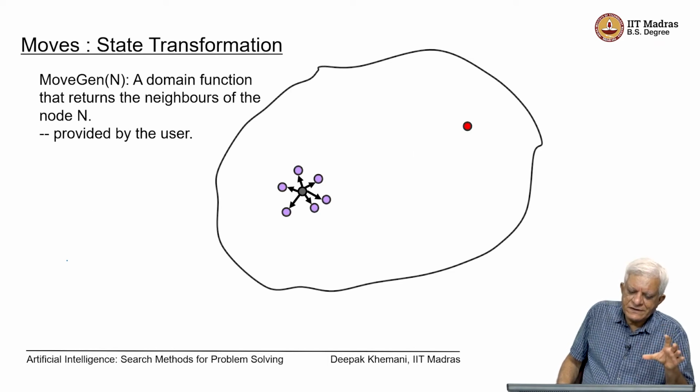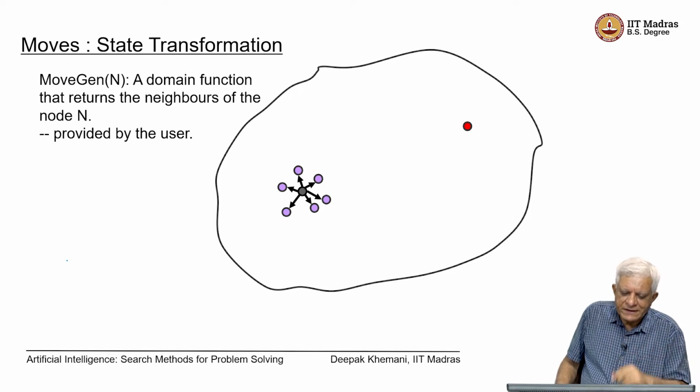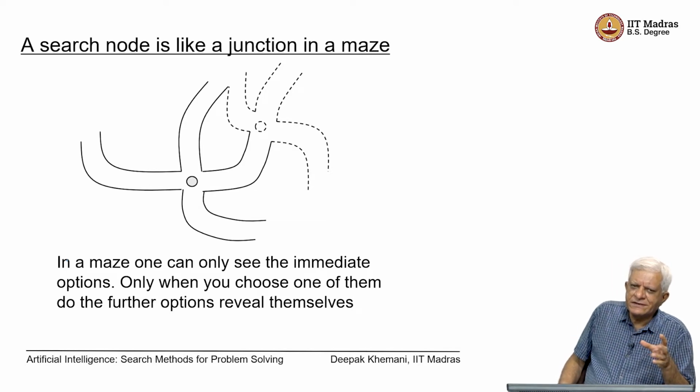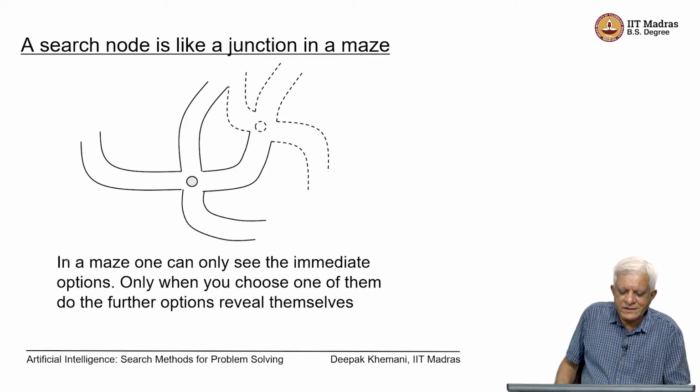We have seen that the move gen function is a domain function that returns the neighbors of any given node n. So, you give a node as an input and it returns to you the neighbors, and we expect that the user will develop this move gen function. We have already mentioned that the maze, for example, can only be seen, you can only see the immediate objects. Whatever the move gen function shows you are the options available to you physically in some sense. We will see that there is a difference between local search and global search. In local search, it is as if you are a person in a maze, but in global search we will see that we can keep many options together in parallel.